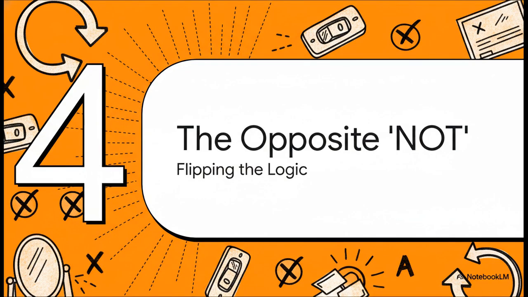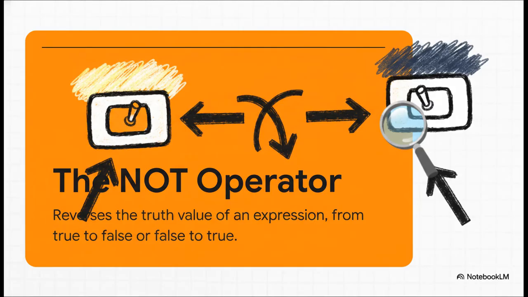So our last operator is a little different from the other 2. It doesn't combine conditions. Instead, it reverses them. This is the NOT operator, and it's super handy for checking when something isn't the case. You can think of the NOT operator like a logical light switch. It takes something that's true and flips it to false, and it takes something that's false and flips it to true. It just inverts whatever value it's given.